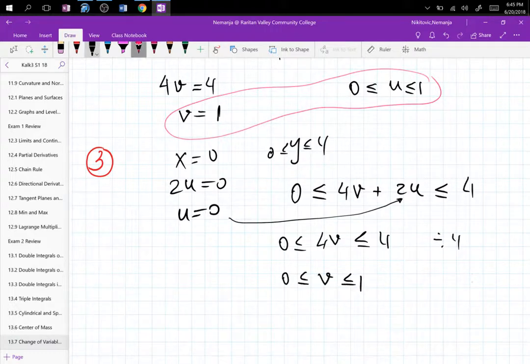Yay. Will you always get a v and a u alone in that inequality, or will sometimes stuff not cancel out? Yeah, sometimes, most of the time, it doesn't cancel out.